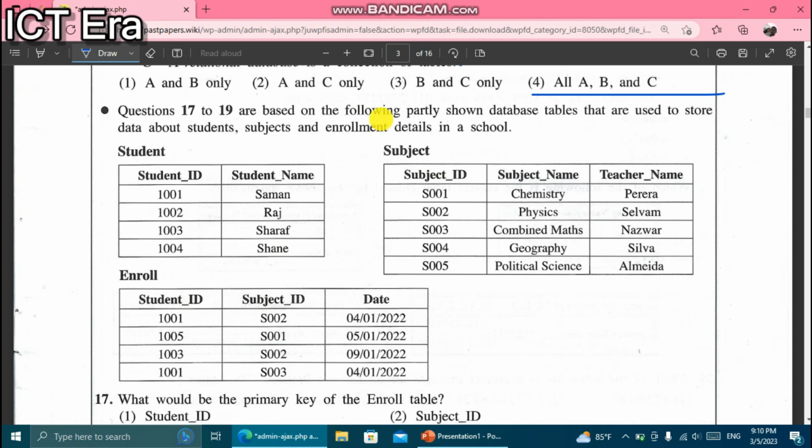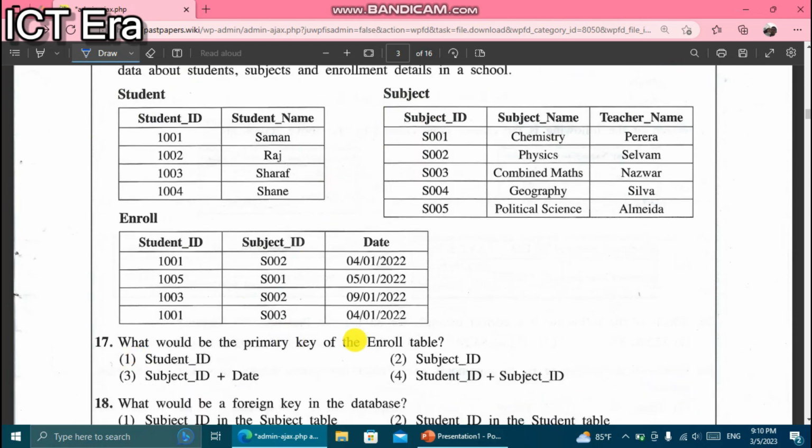Questions 17 to 19 are based on the following partly shown database tables that are used to store data about students, subjects and enrollment details in a school. What would be the primary key of the enroll table? Here you can see student ID and subject ID are present in this enroll table. Date cannot be taken as a primary key because you can see it will be duplicated. So we have to take the student ID plus the subject ID.